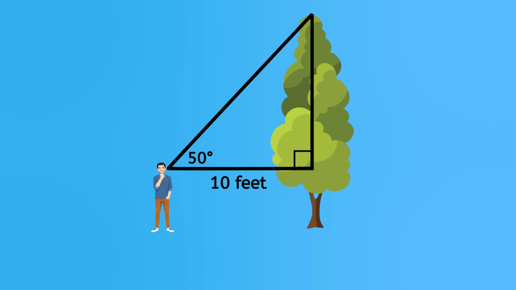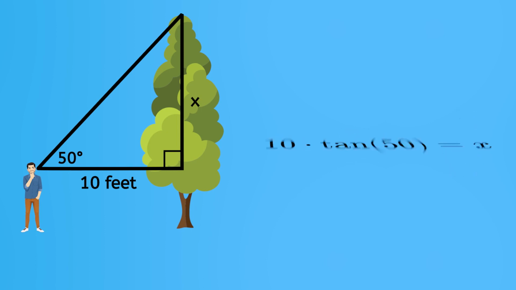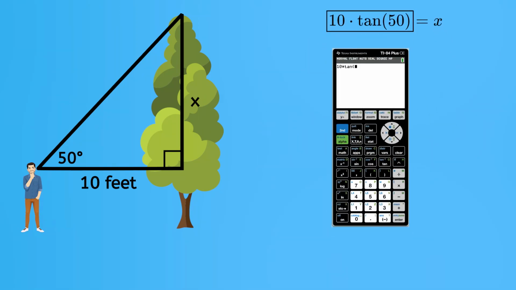If I want to find the height of the tree, I can just make that a variable, like x. From where I am, the height of the tree is the opposite side of the triangle, and my distance away from the tree is the adjacent side of the triangle. That means I'll be using tangent here. The tangent of 50 degrees is x over 10. Now all I have to do is multiply both sides by 10, and then I can enter this expression into my calculator, where I can see that the height of the tree is 11.9 feet.